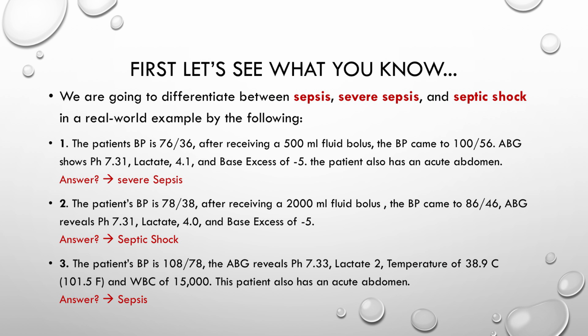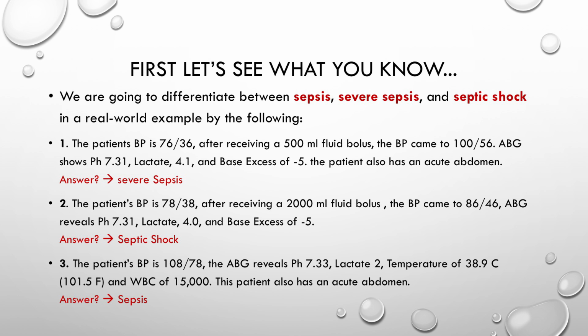So number 1, severe sepsis. This is because of the beginning signs of organ dysfunction, such as the low blood pressure, the pH level, the lactate, and after receiving a fluid bolus, it was fairly responsive. Number 2, the patient's blood pressure is low. Again, after receiving a 2,000 milliliter fluid bolus, the BP was less responsive, and you still have the altered pH and altered lactate. These are signs of septic shock. There's going to be a lot less response by the body because they're running into that compensatory withdrawal.